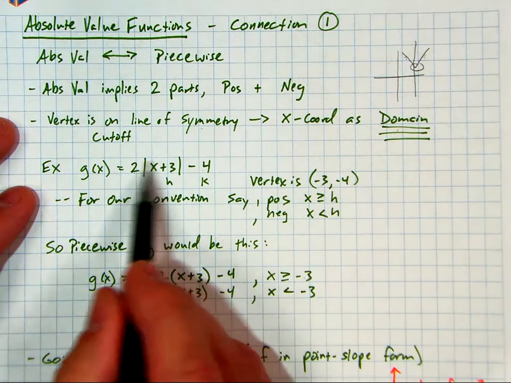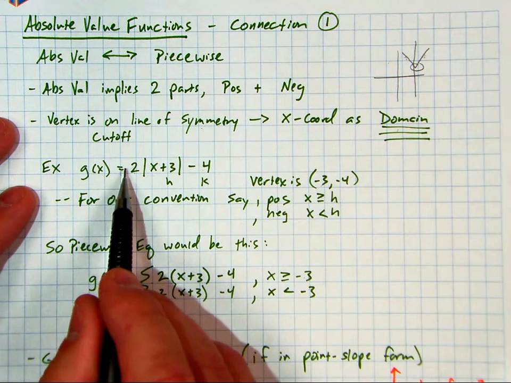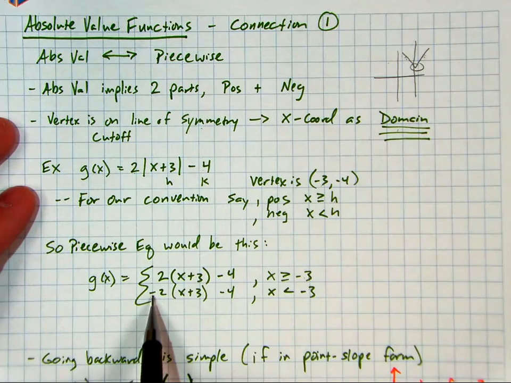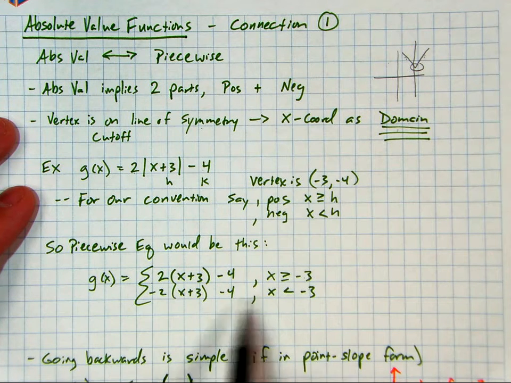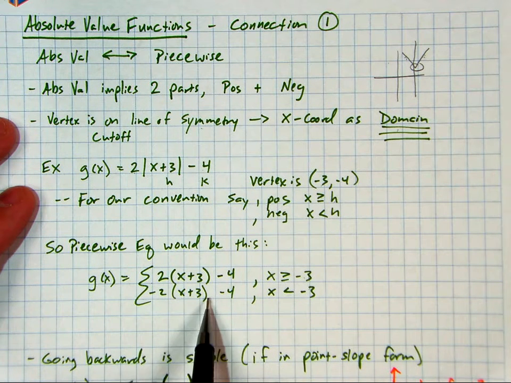And then remember, for absolute value, we switch it. We put a negative out front. Everything else stays the same, like you see right here. And then just less than. Do not include an equal to, because that would mean it's not a function, because the point -3 would exist in both lines, and we can't have that. So the top we make greater than or equal to, the bottom less than. And everything else is the same.